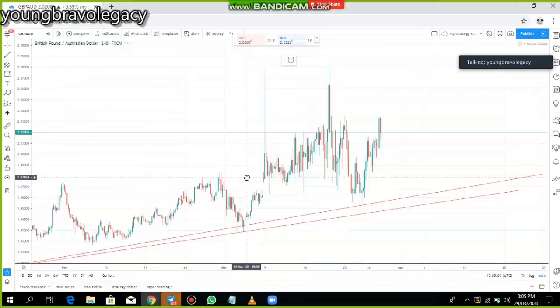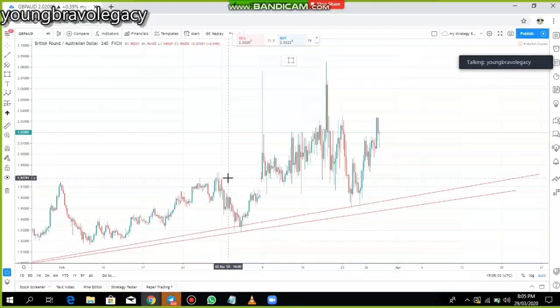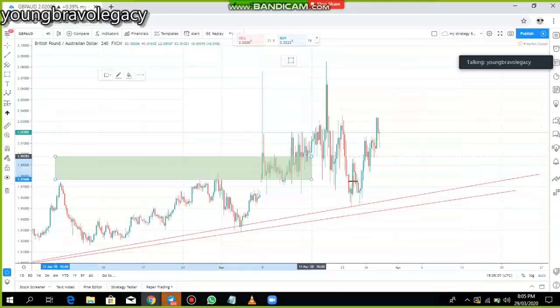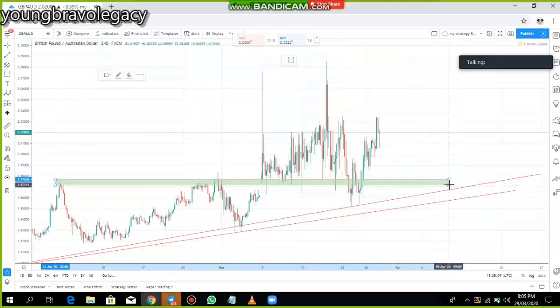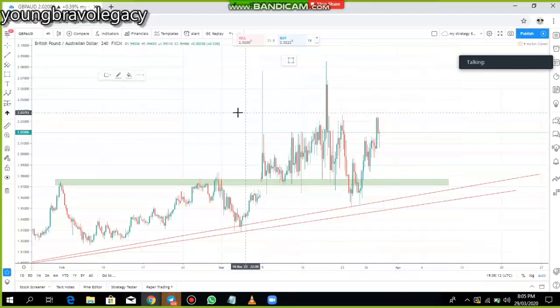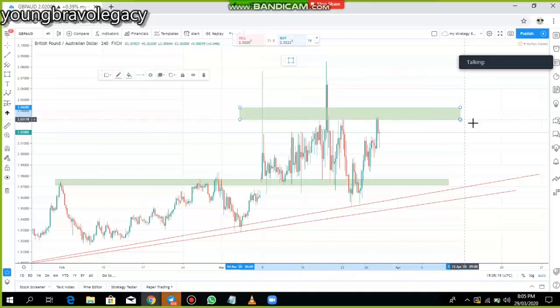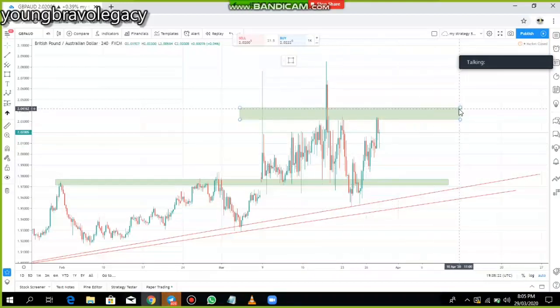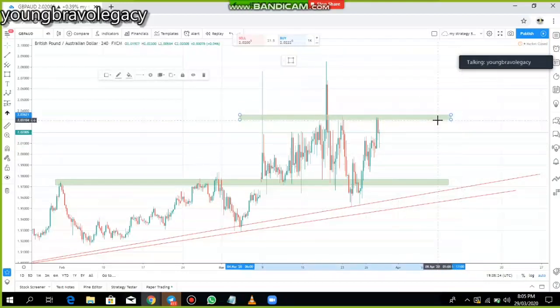So this is the 4 hours. Let's note some crazy areas. Yes, this is a crazy zone. Let's note some zones that are very crazy in the structure. The price has created a high here.